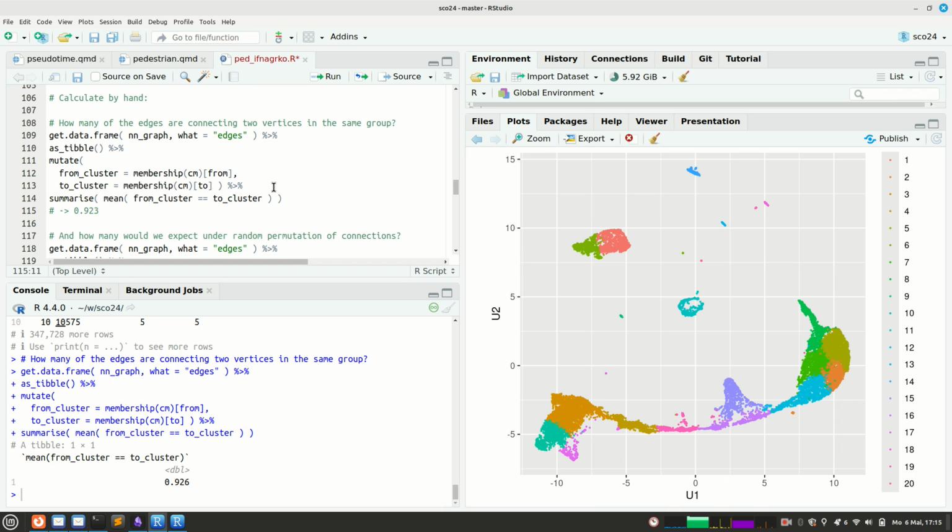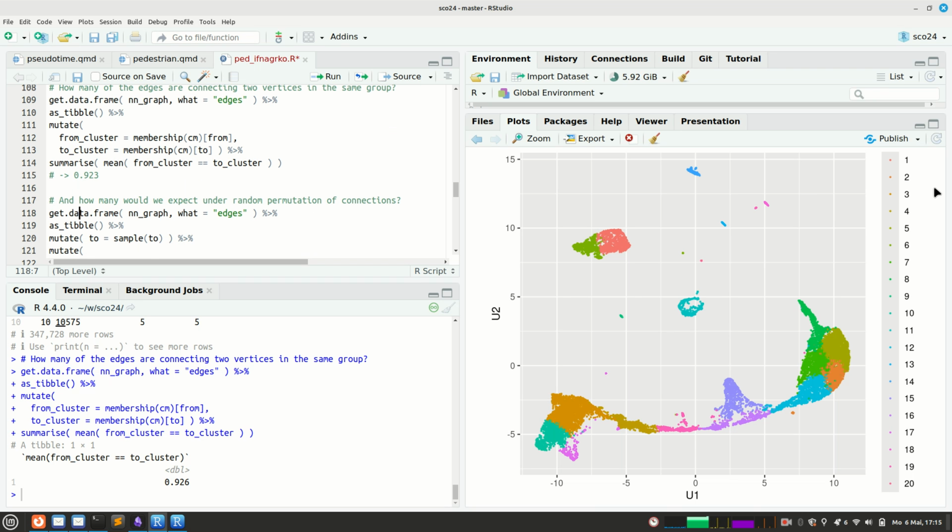But if we now did this permutation of randomly reconnecting each edge with another edge, how does this now change?